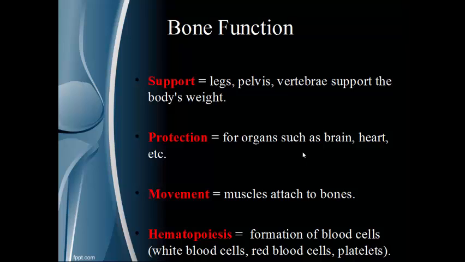Movement. Your muscles have to have somewhere to attach to, so your body can move, and muscles will attach to bone. And the last one we mentioned earlier, I believe in Chapter 1, a process called hematopoiesis. That is the formation of blood cells. So white blood cells, red blood cells, platelets, all of those are actually formed within the bone marrow of bone. So that's why any disease or disorder that focuses on bone marrow can be so dangerous. So that process is called hematopoiesis.